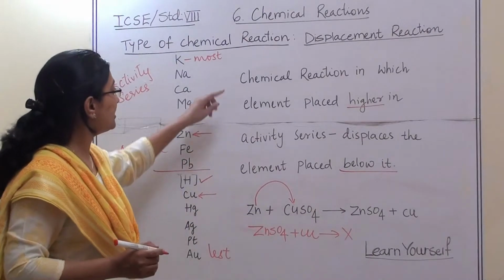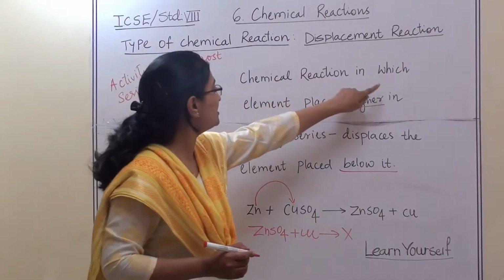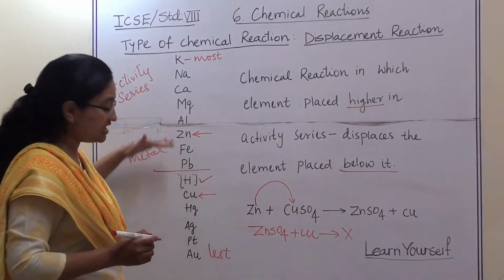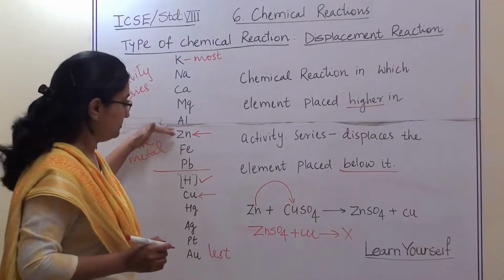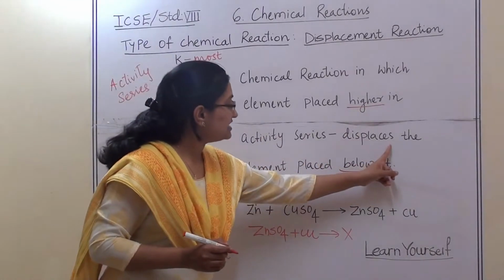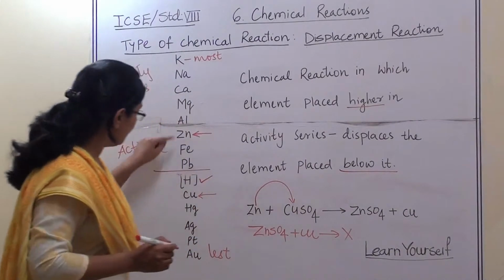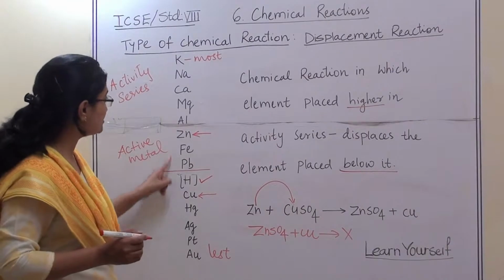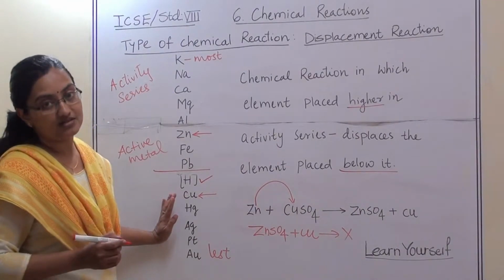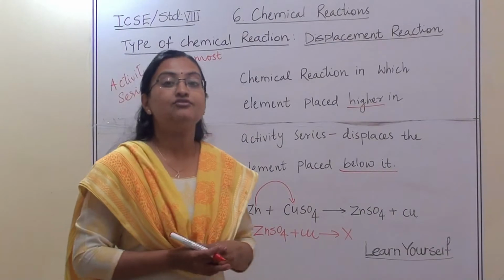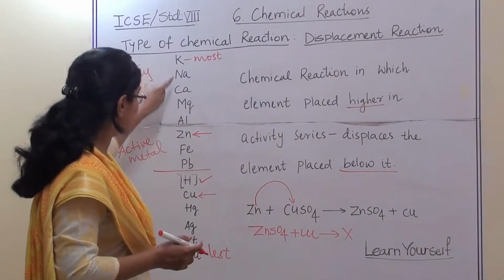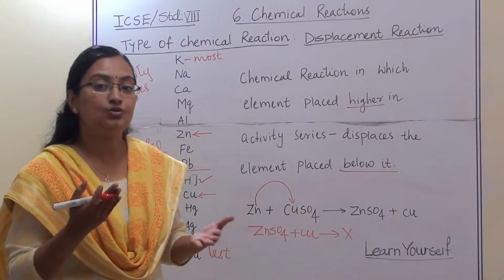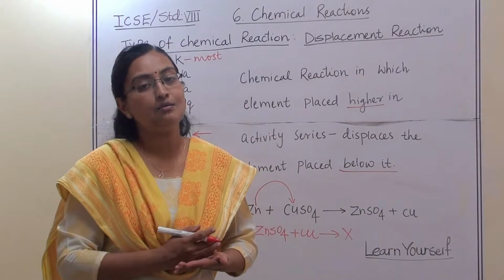Let us check the definition one more time: a chemical reaction in which an element placed higher in the activity series displaces the element placed below it. Zinc is higher than copper. So all these elements can displace copper, but copper cannot displace all these elements. To remember this type of reaction, you have to remember this sequence of the activity series. Then only will you know which metal will displace another metal.